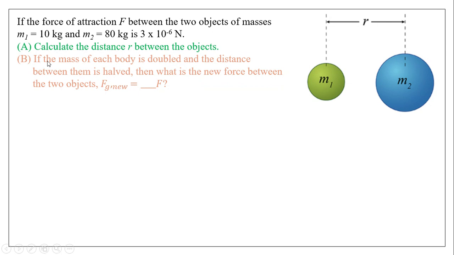Statement B says if the mass of each body is doubled and the distance between them is halved, what is the new force between the two objects? Okay, so let's go ahead and crack out parts A and B.